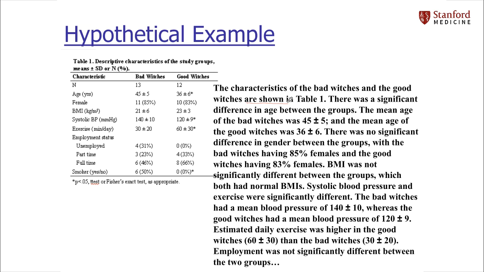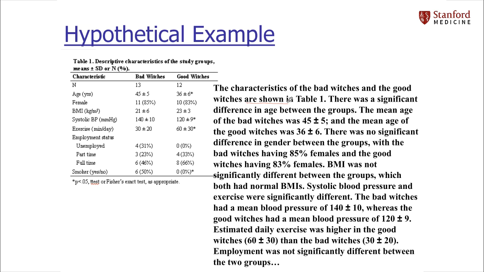Then the author tells us that gender was similar between the groups, with 85% female in the bad witches and 83% female in the good witches. And then the writer moves on to present the exact numbers for BMI, blood pressure, and so on. You can see that the author is literally just reading the table for the reader, line by line, number by number. You have to give your reader more credit than this.